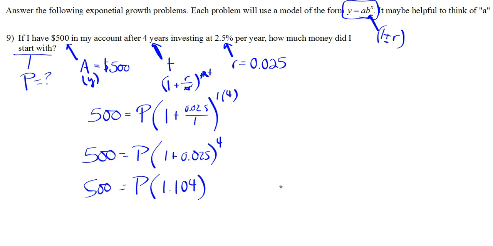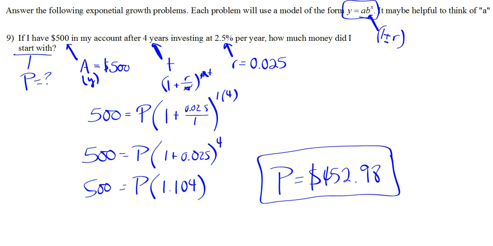And you will find that the principal is equal to $452.98. Which is a great amount to throw in the bank. Some people do 450, but 452.98.